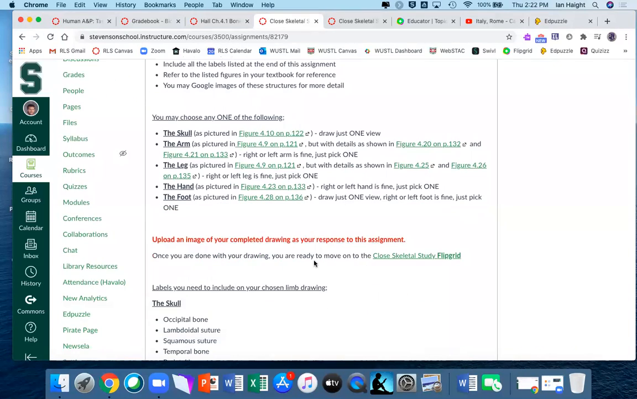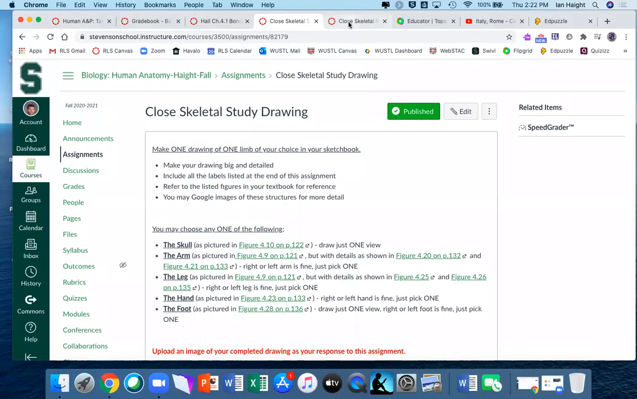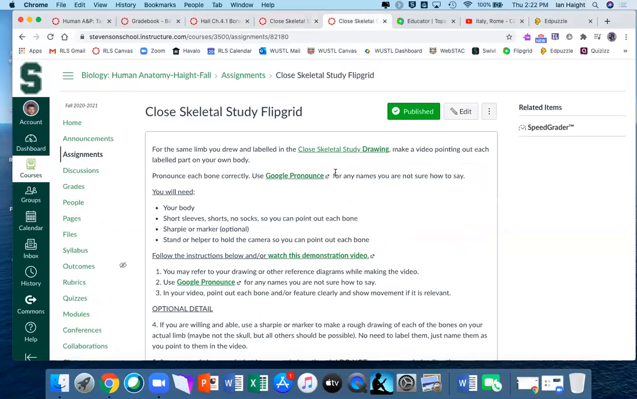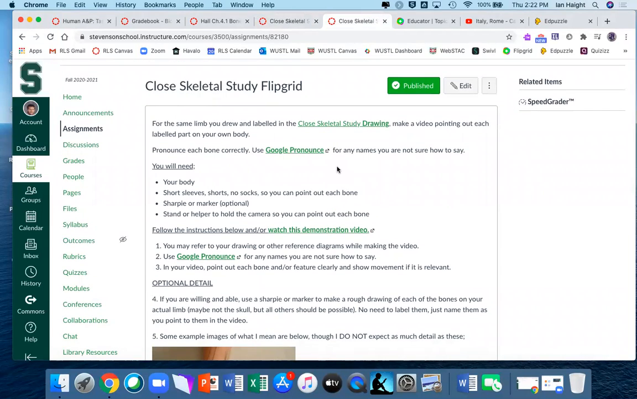So you're just making that drawing in your sketchbook and uploading an image to this assignment. And I'll give us maybe 15 or 20 minutes to work on this in class, and then whether you're done or not, that's okay, but I'd like to move on to the next thing, which is the Flipgrid, where, as I said, you're taking the limb that you chose to draw and label, and now you're just making a short video of you showing your hand or your arm or your leg or your foot or your skull, and just walking through the different parts, pointing to them and naming them. And I would like you to pronounce them correctly.